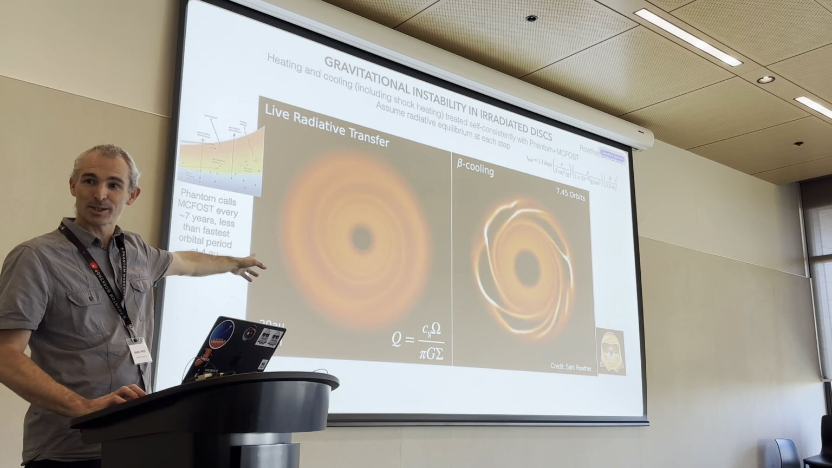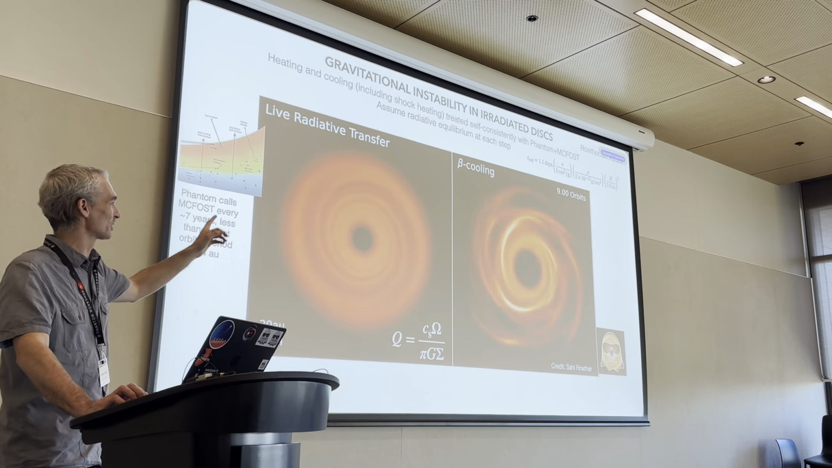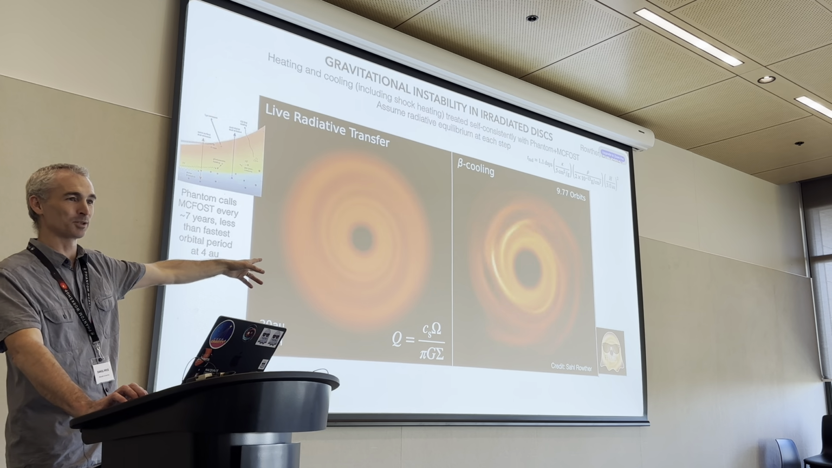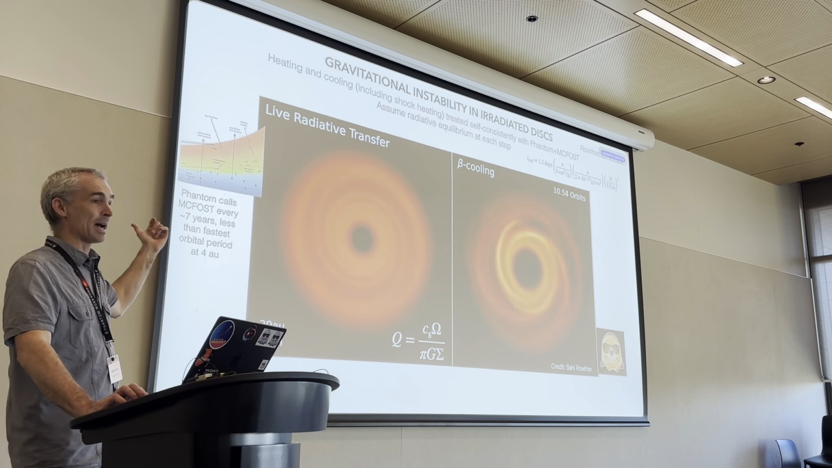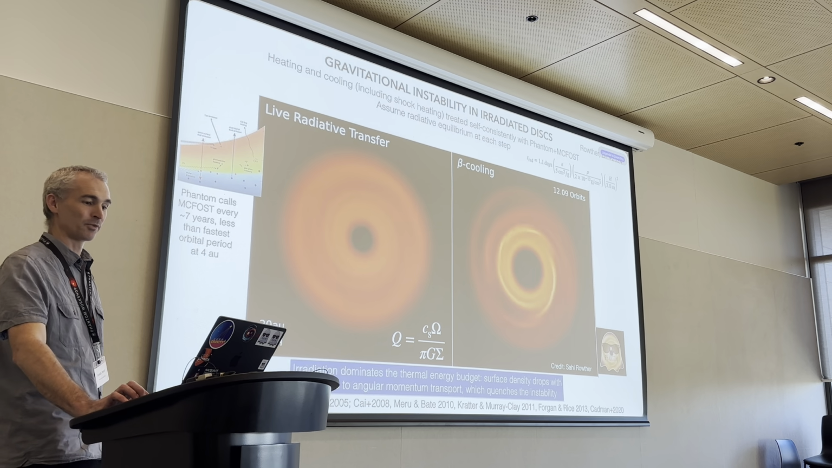Actually, that was a Phantom workshop project, which became a real paper, and led us down a whole rabbit hole of realizing that we shouldn't be doing cooling for gravitational instability. What we should be doing is adding mass to the disk, which is how it happens in the real universe. So there have actually been a few papers since then.